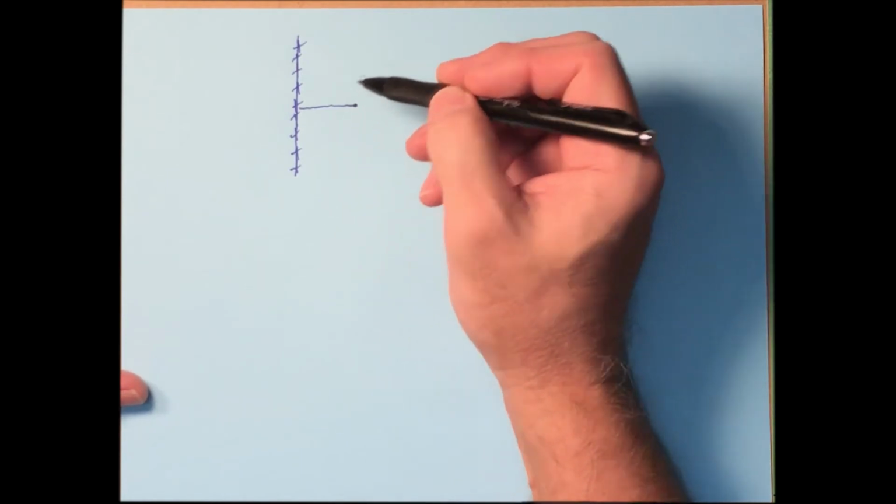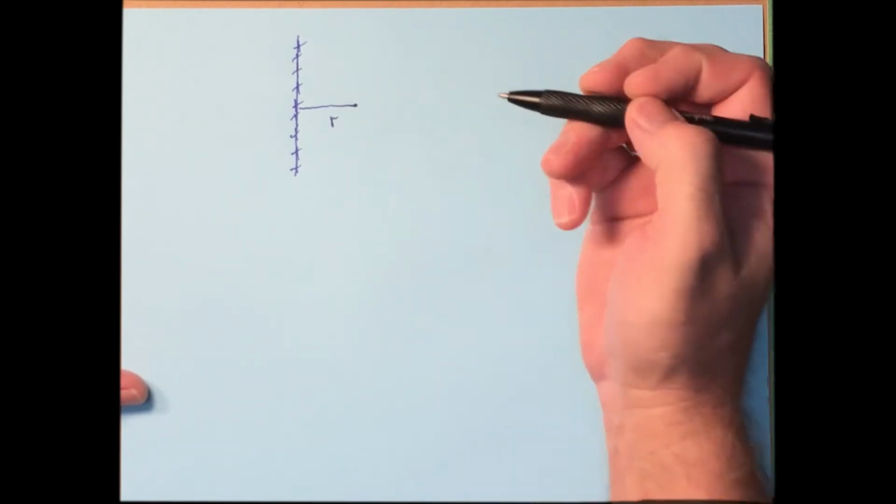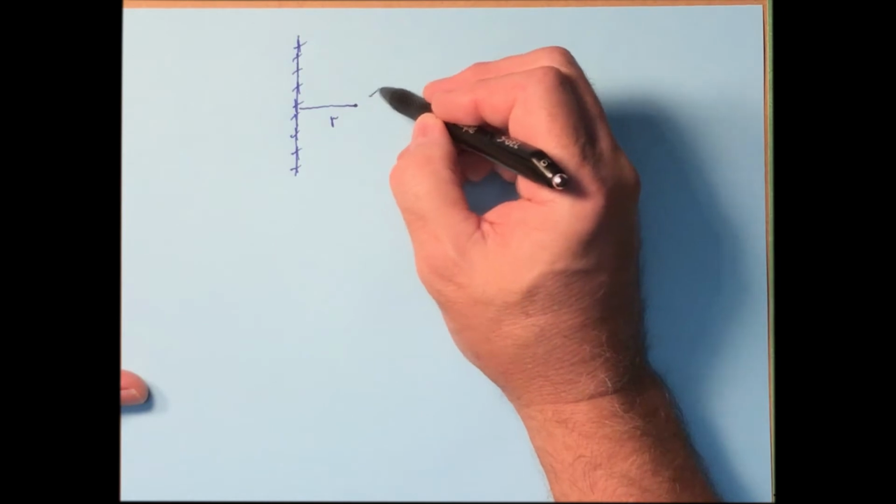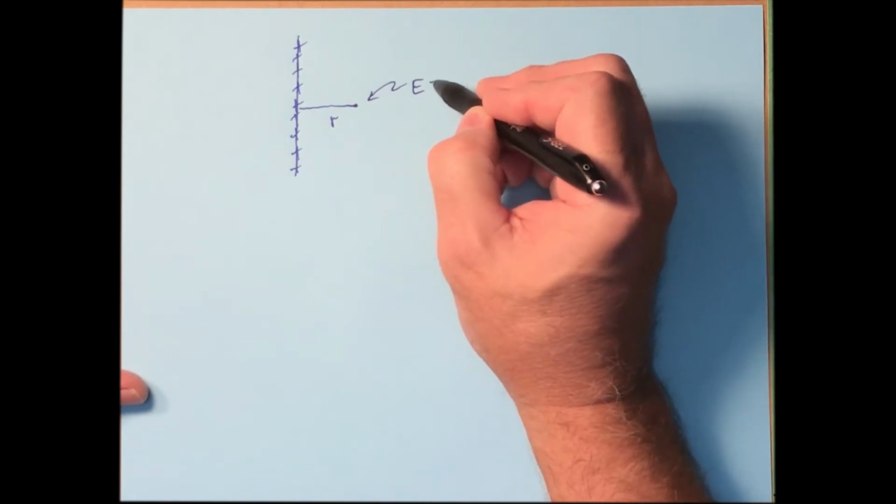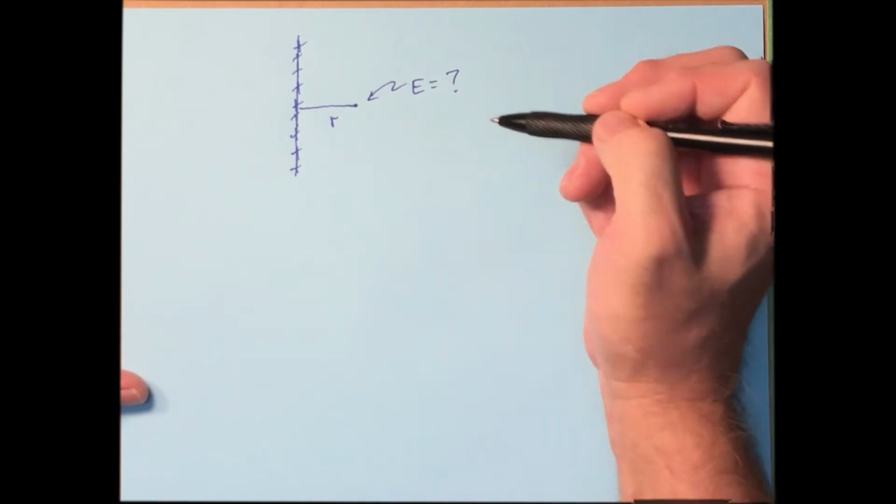All right, I want to know what the electric field is, let's say a distance out here at a point that is a distance r away. So what is E at that point right there? What is the electric field?